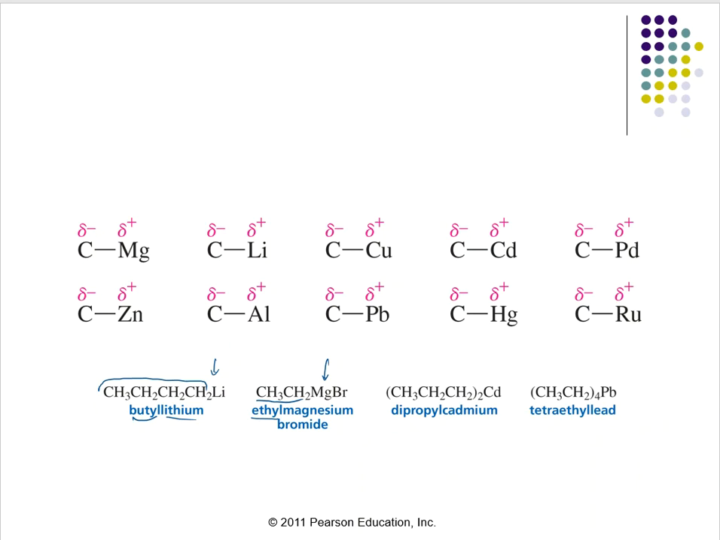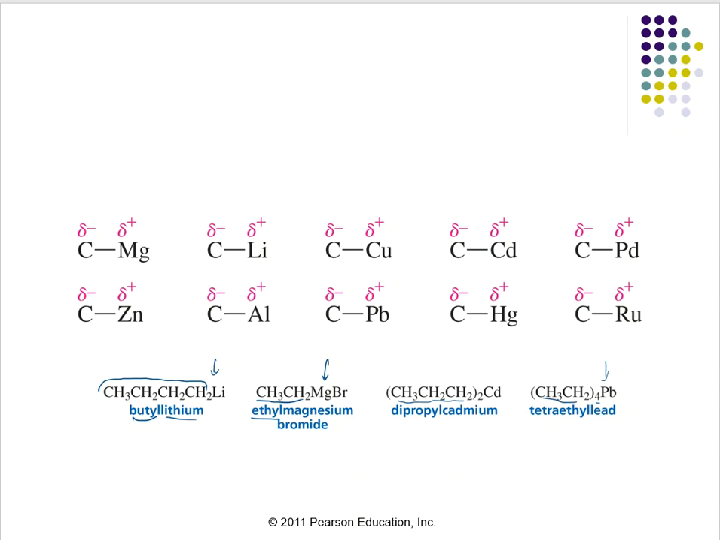Here, this is a propyl unit. That propyl unit is in parentheses. There's a 2 on the outside. That 2 is a di. 2 groups. So dipropyl, cadmium. And then here, to the end, we have CH3CH2, which is ethyl. And there's 4 of these. So that's tetraethyl. And we name the metal, which is lead. So butyl lithium, ethyl magnesium bromide, dipropyl cadmium, tetraethyl lead.